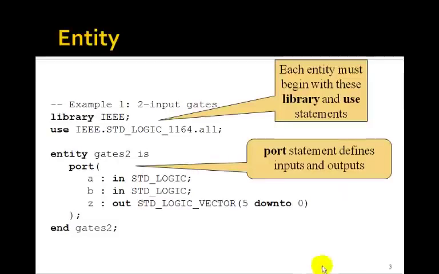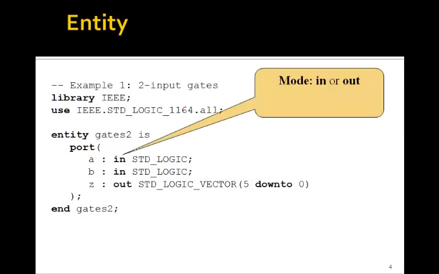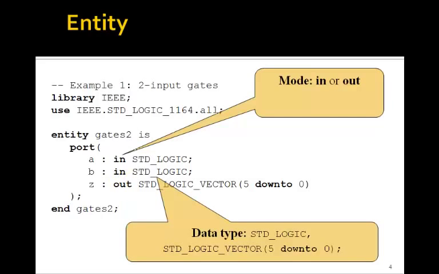The entity has the entity name gates2, and then it uses this port statement. The port statement defines the inputs and outputs. In this case we have the 2 inputs A and B and the output Z. Now we use the keywords in or out, the so-called mode, to say that A and B are inputs, and we use out to define Z as an output. The data type is of type std_logic, or std_logic_vector 5 down to 0.